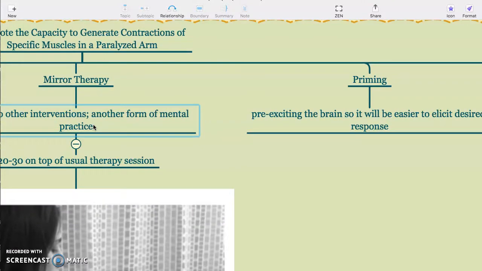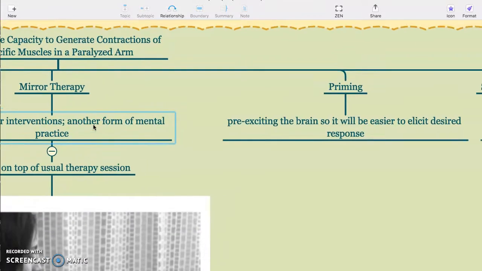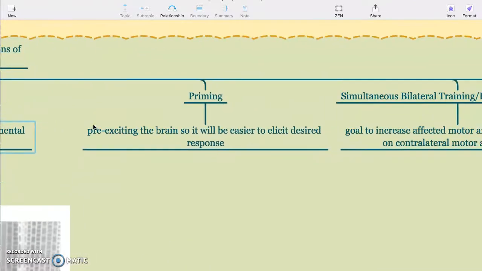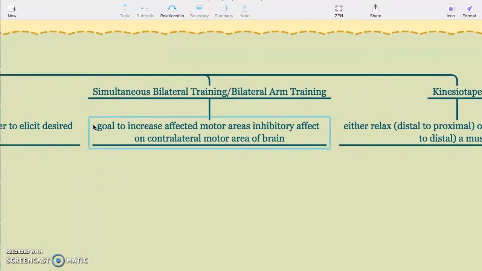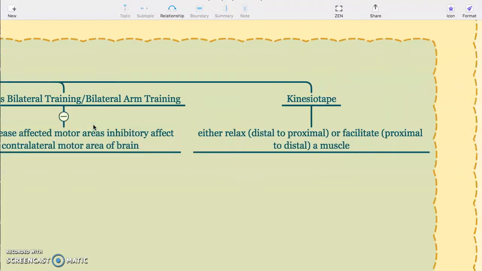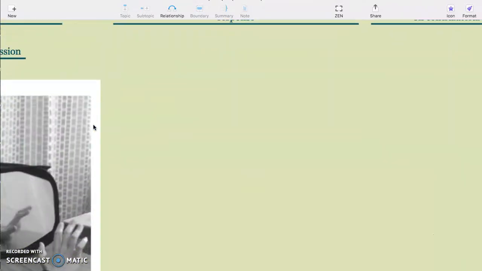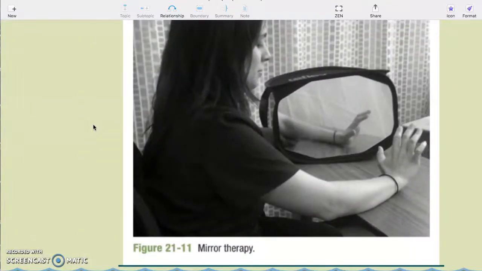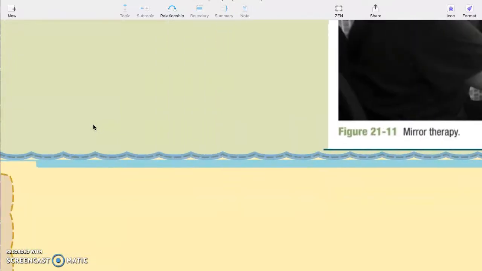Priming is a technique that pre-excites the brain so it will be easier to elicit the desired response later on. With simultaneous bilateral training, the goal is to increase the affected motor area's inhibitory effect on the contralateral motor area of the brain. Lastly, kinesio tape can be used to either relax or facilitate a muscle. To relax a muscle, the tape is applied distal to proximal, and to facilitate a muscle, the tape is applied proximal to distal. Another goal of intervention is to prevent learned non-use of the upper extremity.